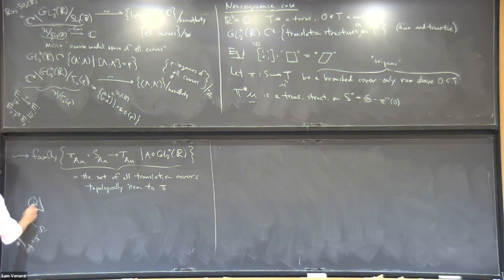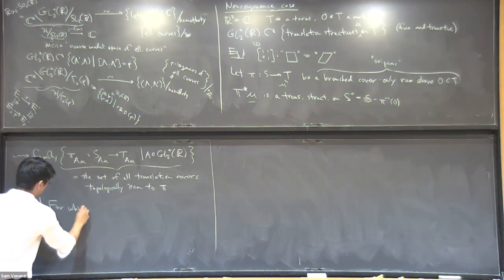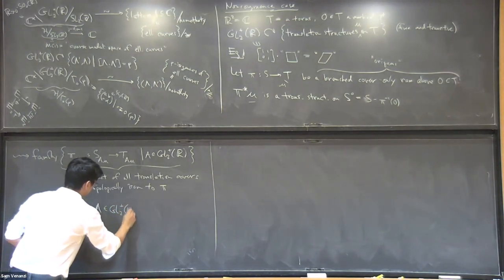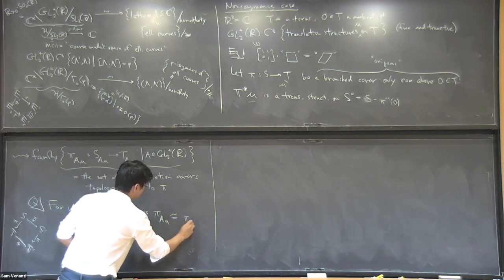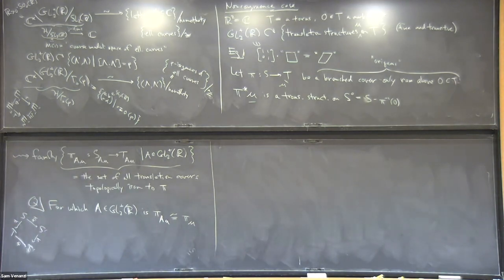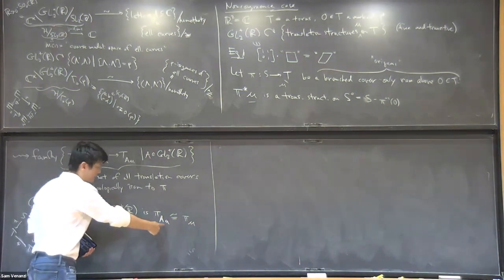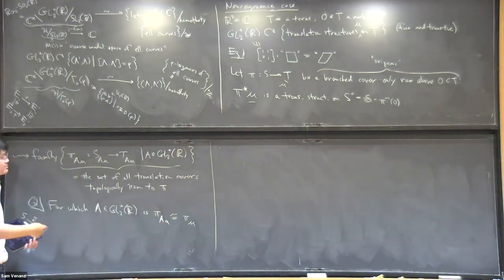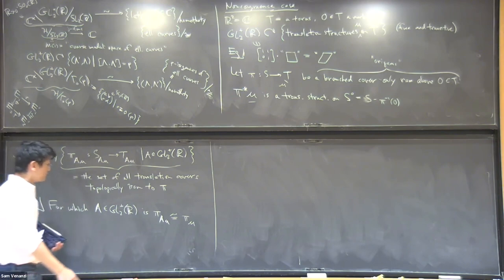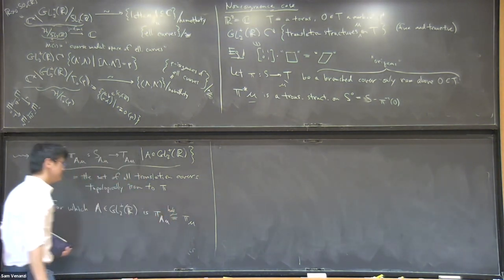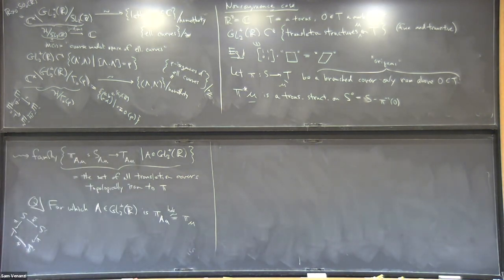And you can ask a question: for which A in GL2 plus R is pi A mu isomorphic to pi mu? What do I mean by isomorphism here? If I mean translation isomorphism, an isomorphism which respects the translation structures, then of course this is a trivial question. The answer is only the identity, because the action of GL2 plus R on the set of translation structures on the torus is already free. But here instead, I'm going to ask for holomorphic isomorphism. So when is there a holomorphic isomorphism of the corresponding branched covers of Riemann surfaces?